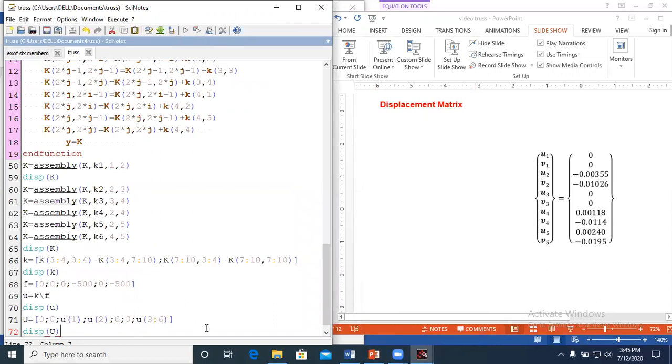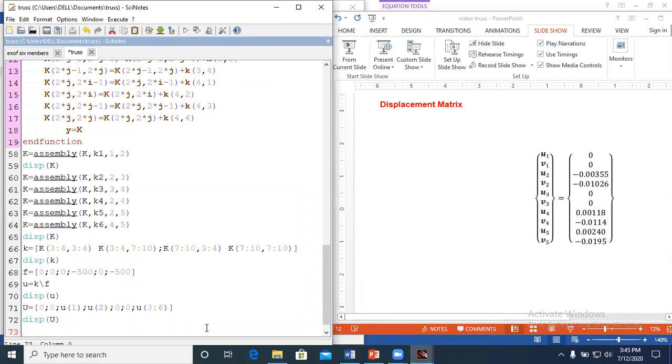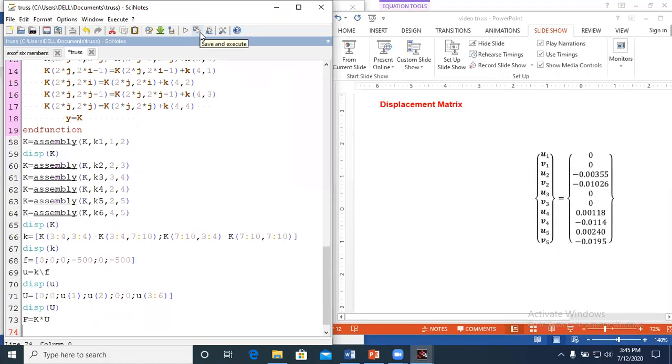Next we have to calculate the F matrix, that is the reaction matrix. That is, capital F is equal to the global stiffness matrix multiplied by the U matrix. Now, okay, I have to display it. Display F. Run it.